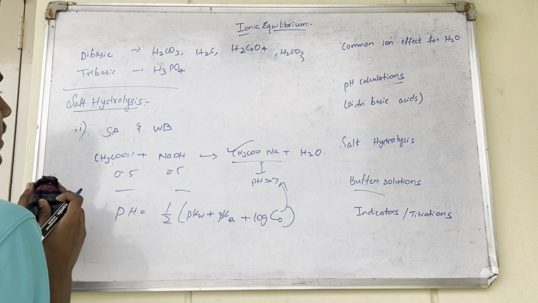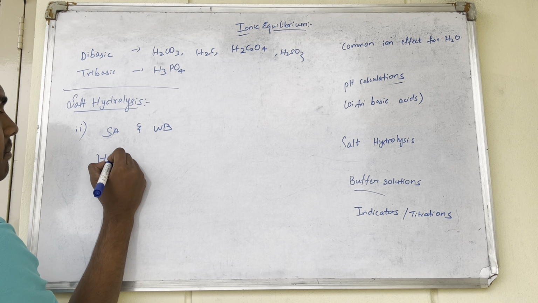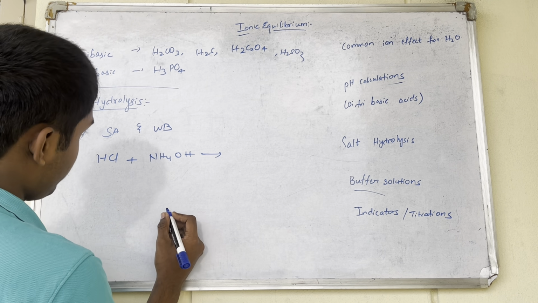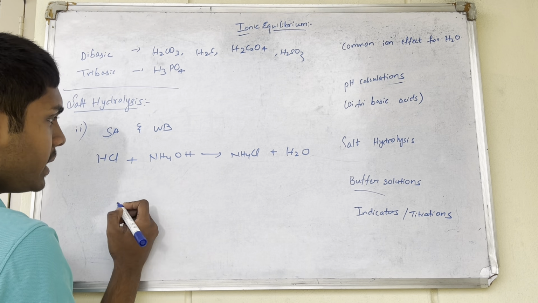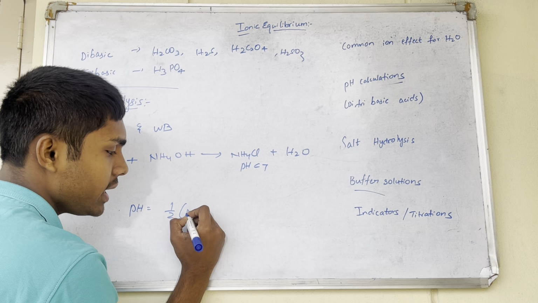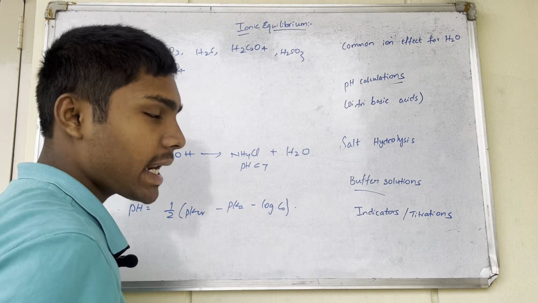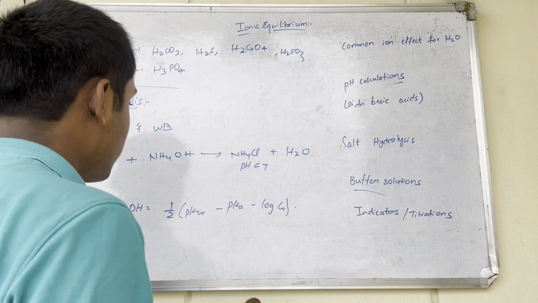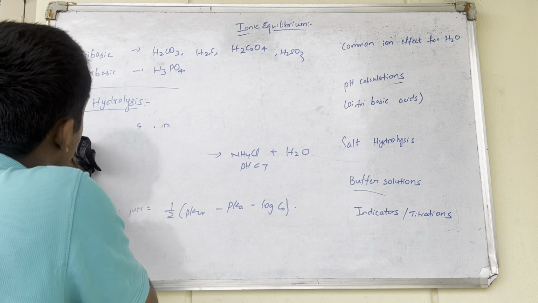Similarly, we have a strong acid and a weak base. For example, you can take strong acid HCl and weak base NH4OH. It will react to form NH4Cl plus H2O, right? Now for this, pH is going to be less than 7, obvious. So now the pH formula is equal to half of pKw minus pKb minus log C naught. Direct, straightforward formula. Okay, apply this and get the answer. For salt hydrolysis, the two concentrations should be 0 at equilibrium. This is important. So this is about salt hydrolysis.